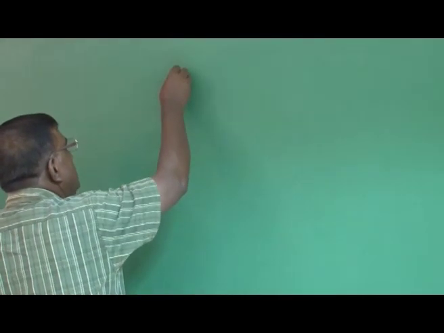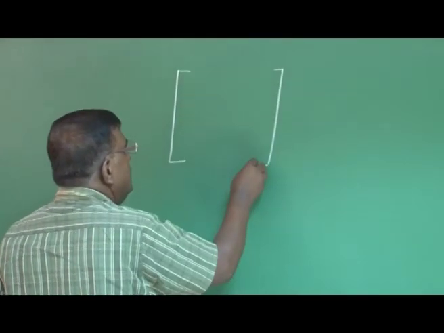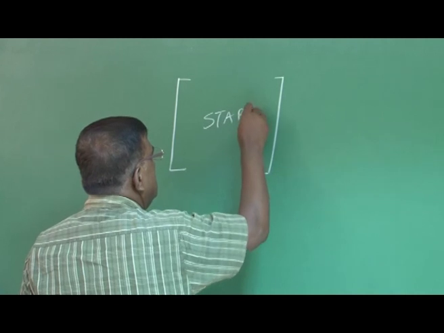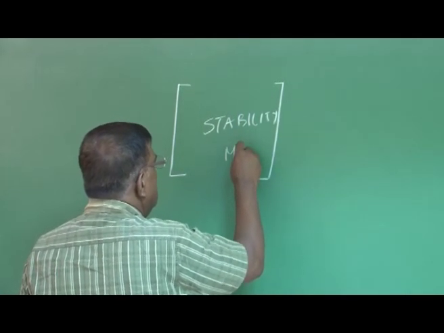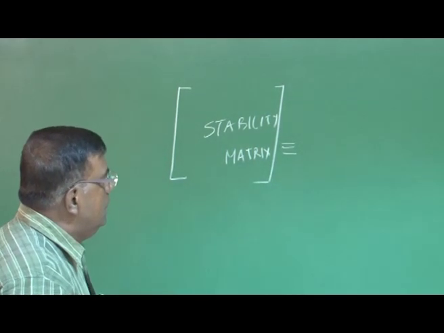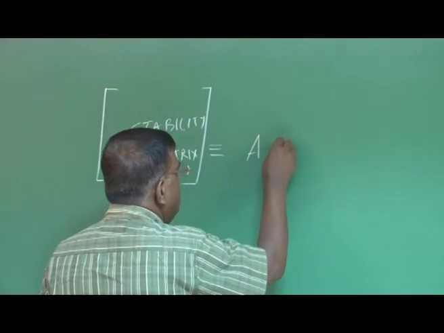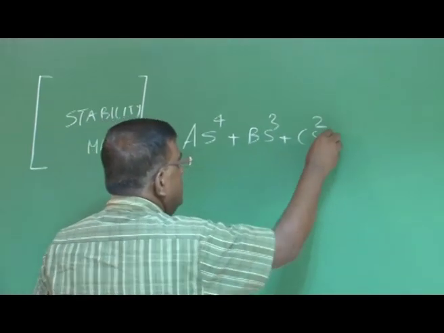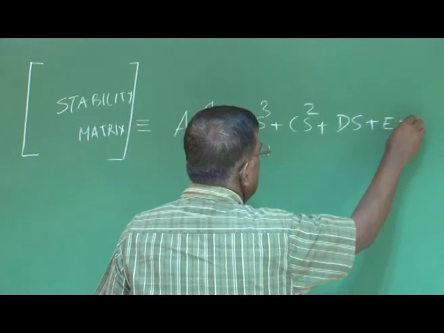Today we will be discussing a very introductory understanding about the stability augmentation system. The basis is that when we took the determinant of this matrix, which was the stability matrix, and the exact solution, we got an equation of this form: A s^4 plus B s^3 plus C s^2 plus D s plus E equal to 0.